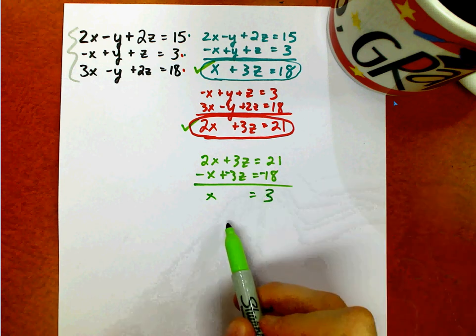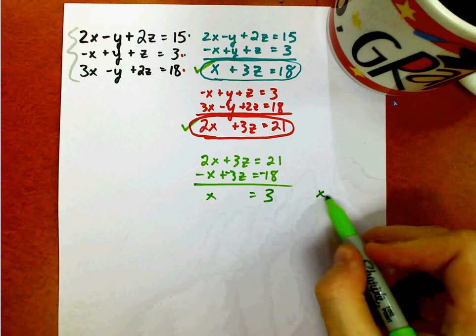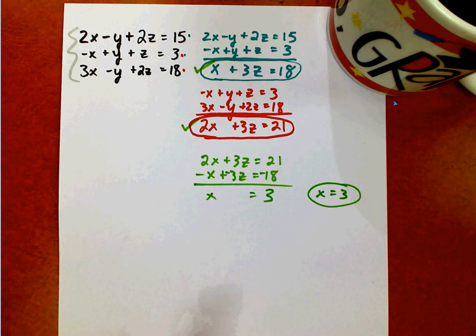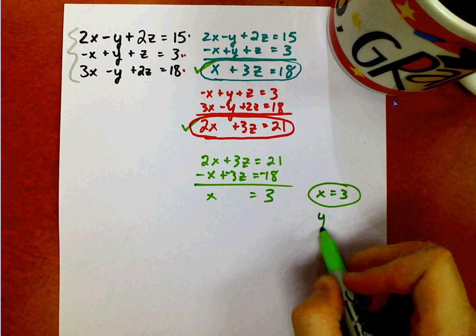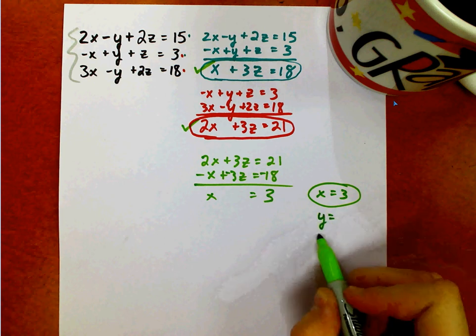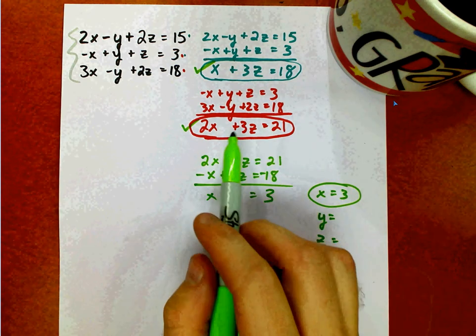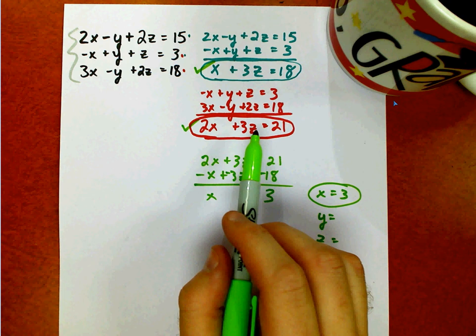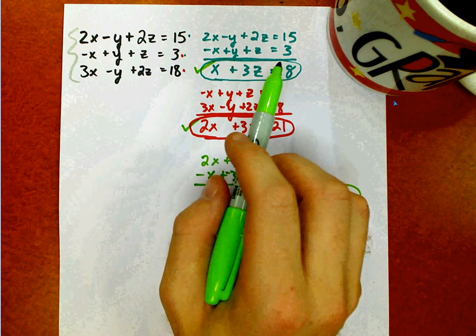Oh wow, hey, x is equal to 3. Sweet. So I think we're done now here, right? Oh wait, no, we're not done. I still don't know what y equals, and I still don't know what z equals. But I have equations up here that show the relationship between x and z, and I've got some that show the relationship between x, y, and z. So I'm going to work backwards.